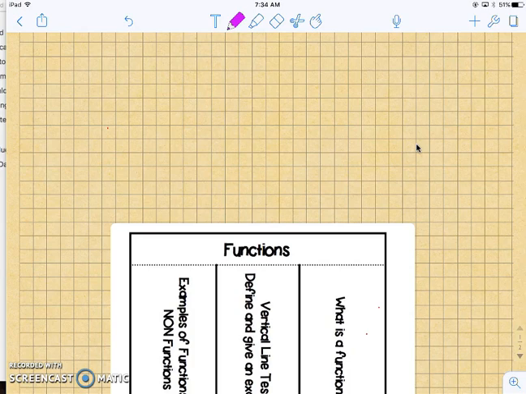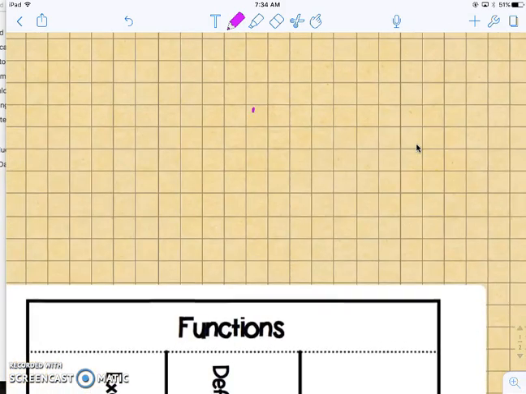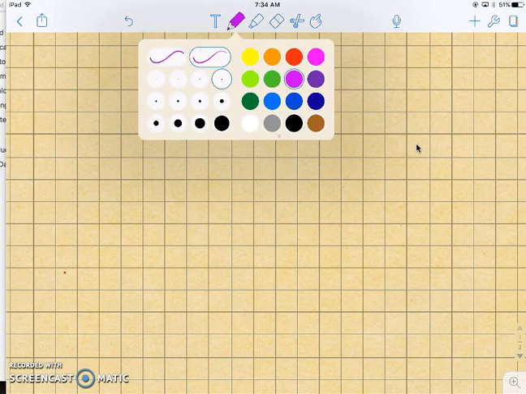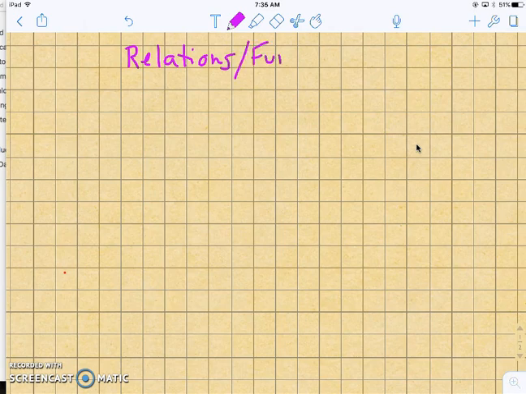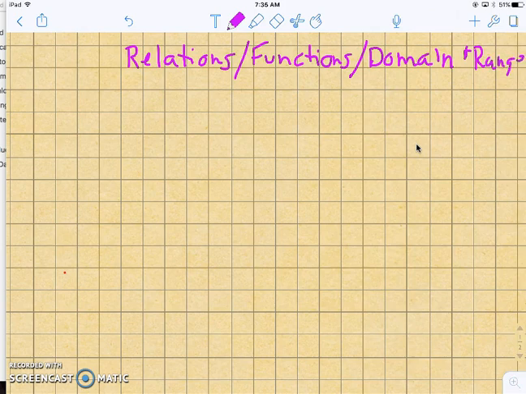So today what we're going to do is take a look at relations, functions, domain, and range. So in your notebook, at the top of it, turn to a new page and let's title it Relations, Functions, Domain, and hopefully this will fit, Range.